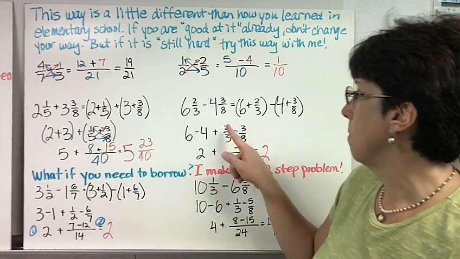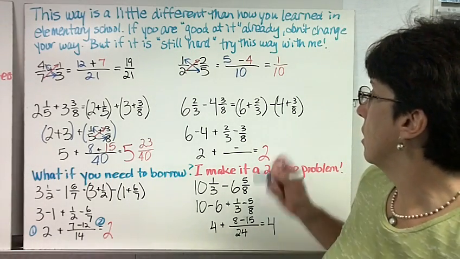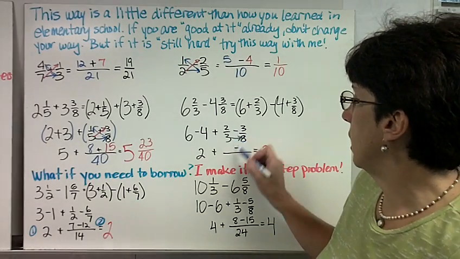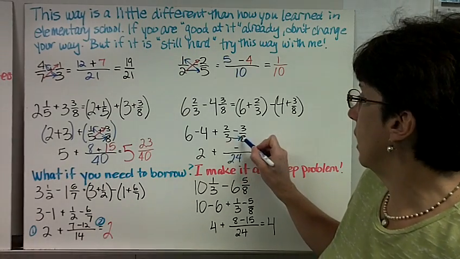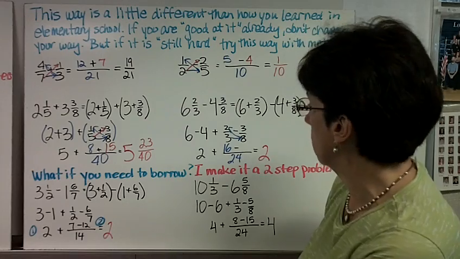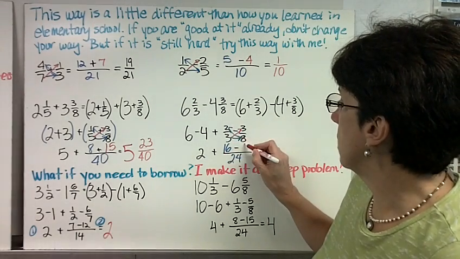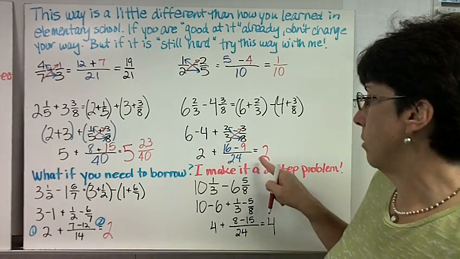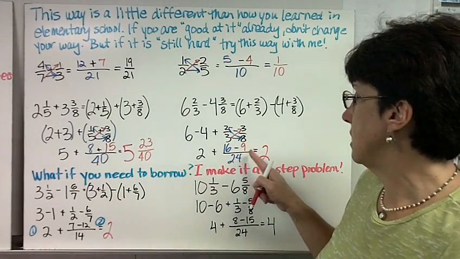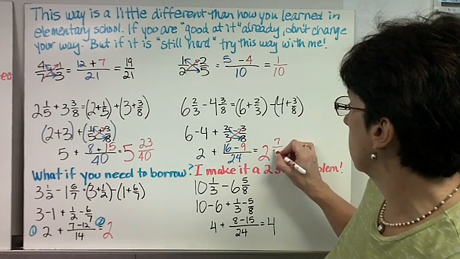6 minus 4 is 2. 2/3 minus 3/8. Well, let's do our multiplying. 3 times 8 is 24. 8 times 2 is 16. I'll change my colors, because those are the first two steps, okay? 3 times 3 is 9. Now we bring our whole number over, and 16 take away 9 is 7/24.